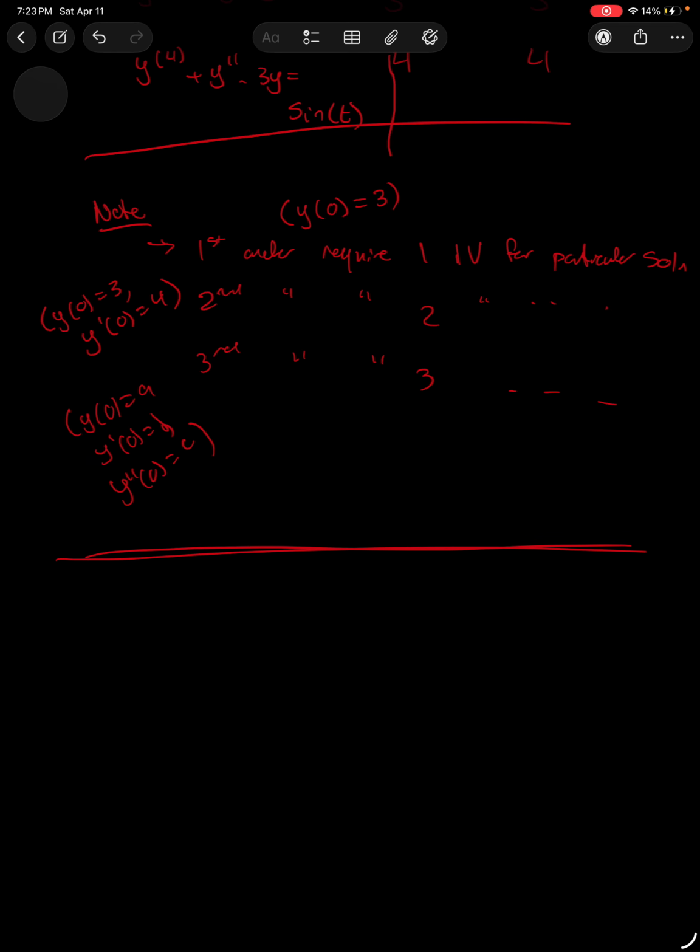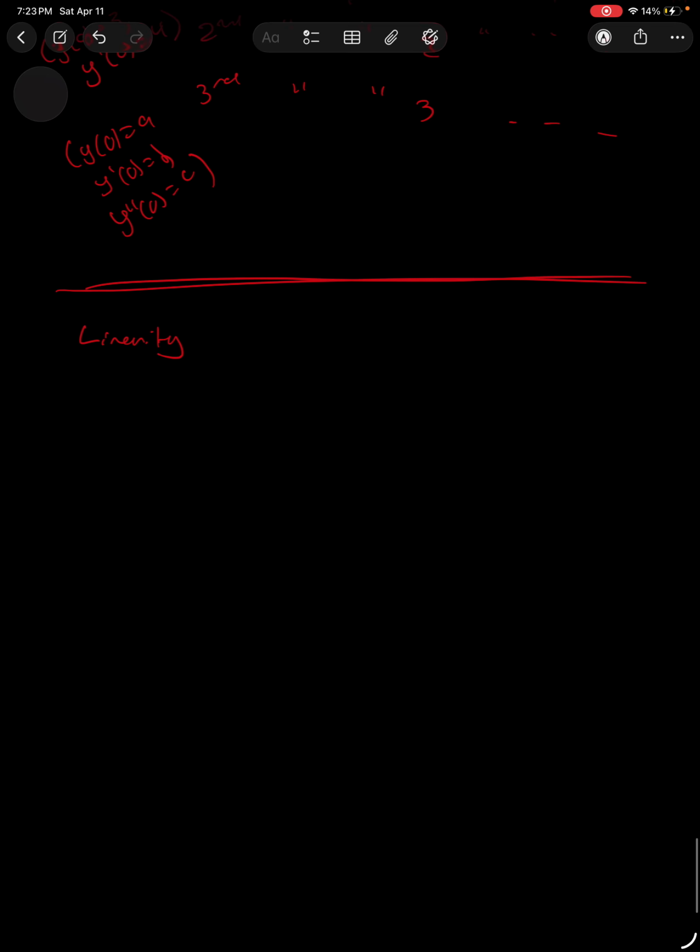Second criteria, linearity. The ODE is linear if the function y appears only to the first power and there are no multiplications that occur of the function y with any of its derivatives. So, linear if y only to first power and no multiples of y with its derivatives.